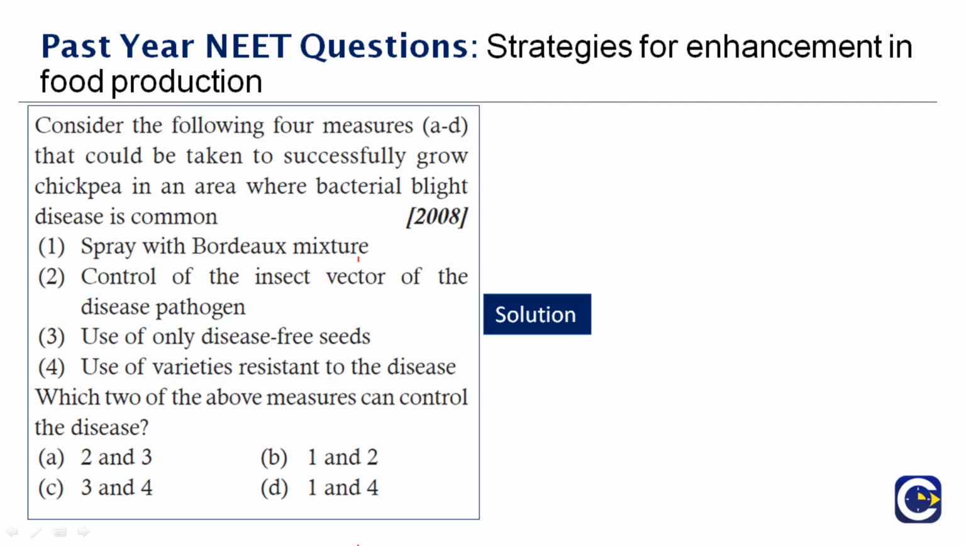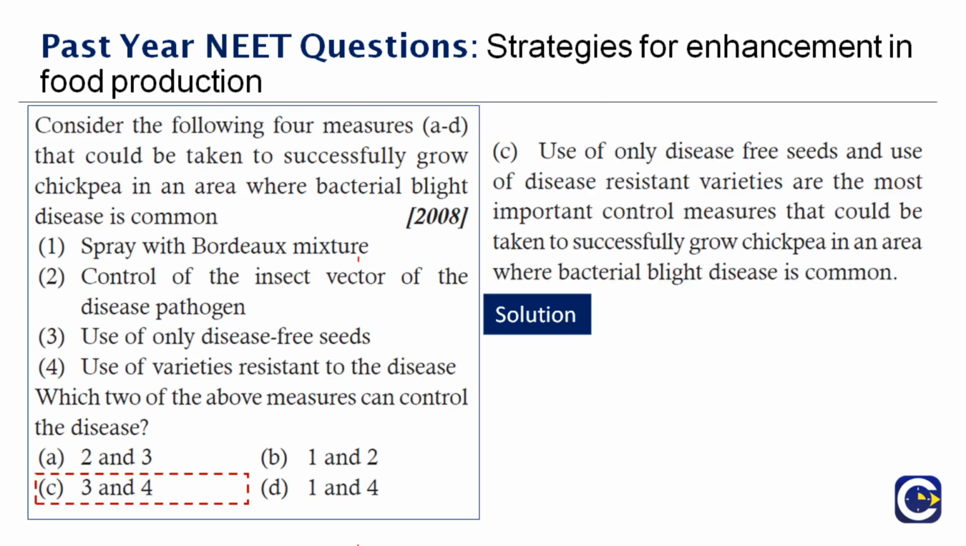So what is the best way to grow chickpea in a particular area where you already know there is a prevalence of this disease called bacterial blight? The smart way is, instead of putting in a seed which is not disease free or not resistant, and having to spray Bordeaux mixture or not, in an instance where we know the disease will occur for sure, you can go for disease-free seeds or varieties resistant to the disease. Therefore the right answer to this question is option C. Options 3 and 4 will be the most feasible methods to get successful cultivation of chickpea.